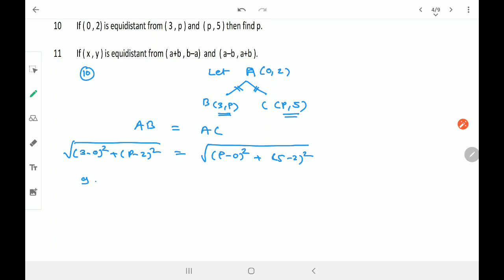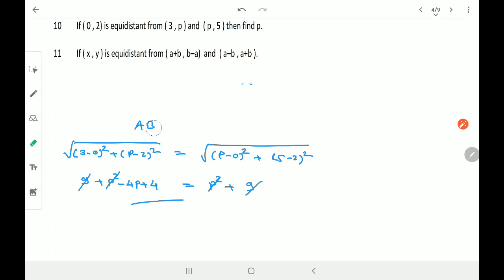So this will be 9 plus p square minus 4p plus 4 is equal to p square plus 3 square, 9 again. So 9 and 9 get cancelled, p square gets cancelled. Okay, done. I got the answer. I think it is 1, p is equal to 1. So I hope you are clearly getting the point, clearly understanding.